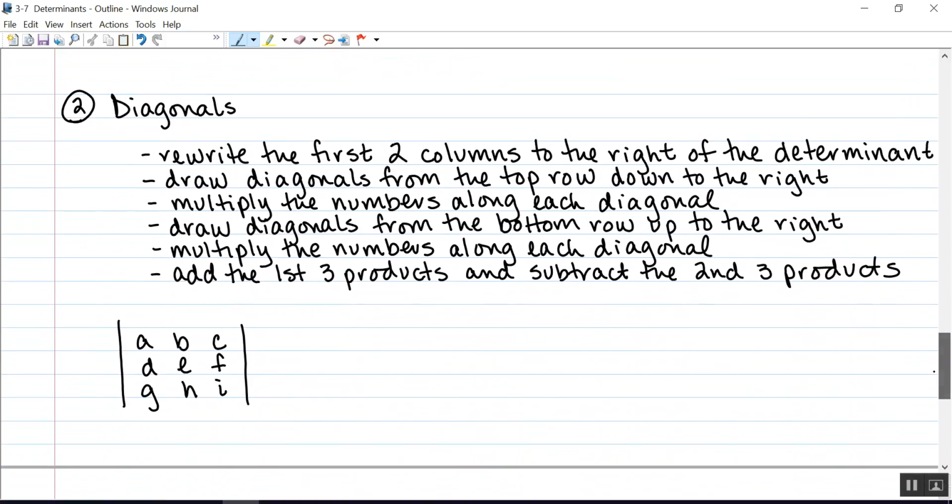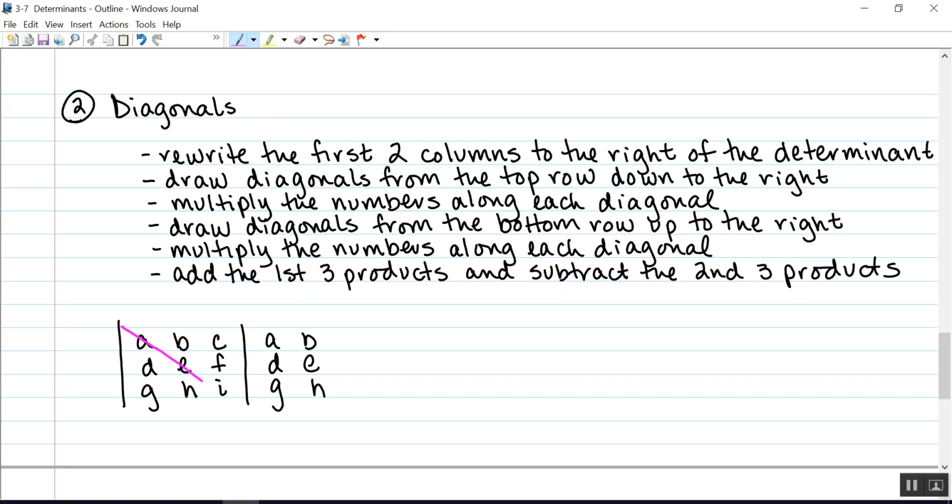The second way to evaluate a third order determinant is to use diagonals, and this is in your textbook. So the first thing we need to do is rewrite the first two columns to the right of the determinant. So I'm going to take these first two columns and write them over here. And notice I'm trying to keep my spacing about the same. Then we're going to draw diagonals from the top row down to the right. I'll do this in a different color so it doesn't overwrite them.